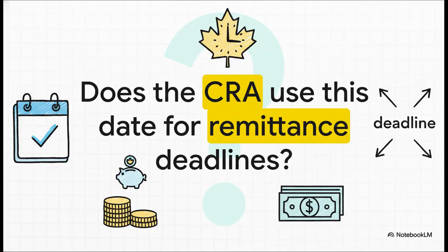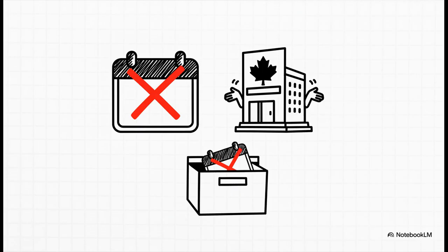But here's the real question, the one that matters for compliance. Does the CRA actually use this date, the pay period, to figure out your remittance deadlines? And the answer is a big, clear no. It's super important for calculating pay, for sure, but this is not the date the CRA is watching. So let's just file that away in our minds and move on to the next one.